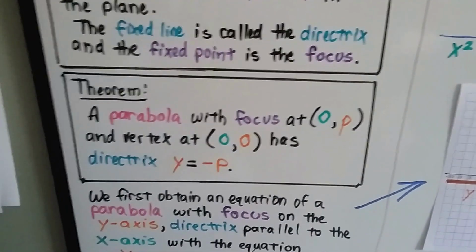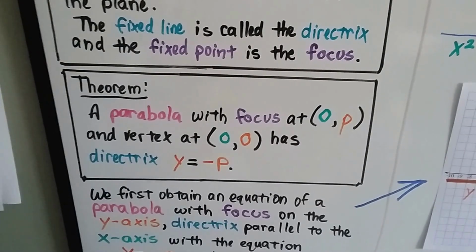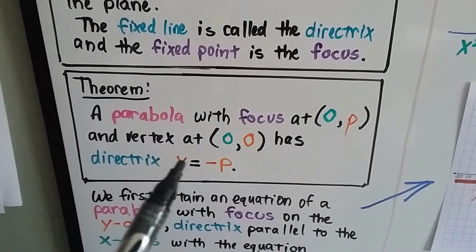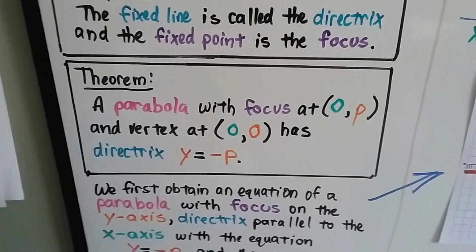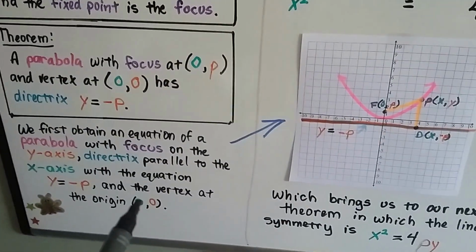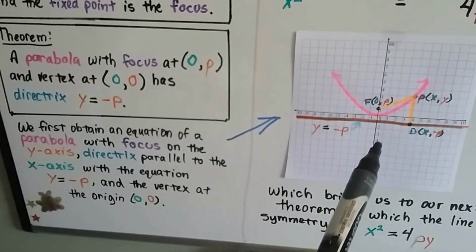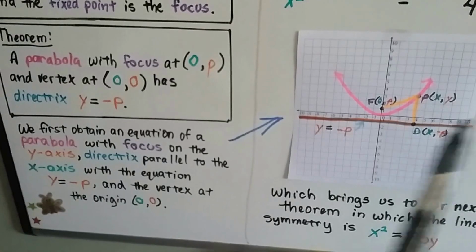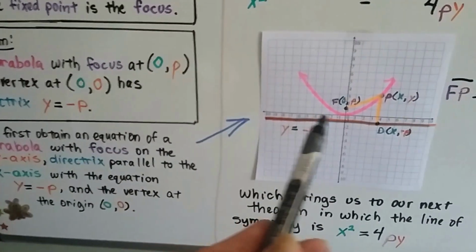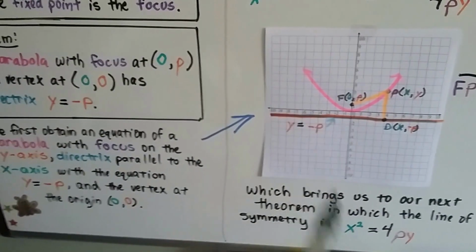So here's our first theorem. A parabola with focus at (0, p) and a vertex at (0, 0), the origin, has a directrix of y equals negative p. We first obtain the equation of a parabola with a focus on the y-axis. The directrix is going to be parallel to the x-axis. This dark orange line is the directrix, and it's parallel to the x-axis, isn't it?